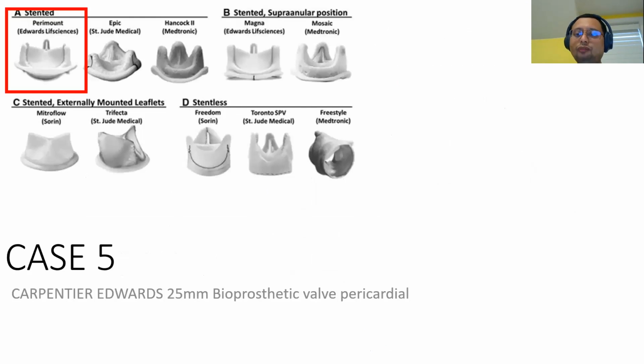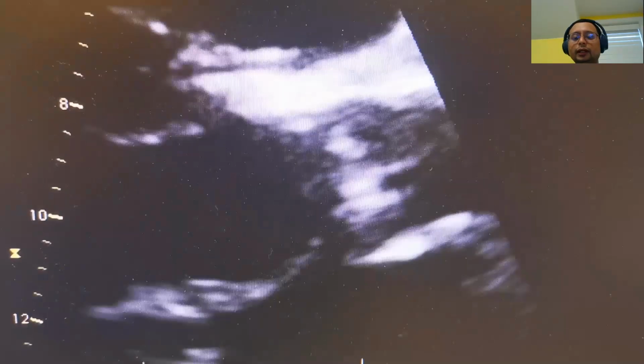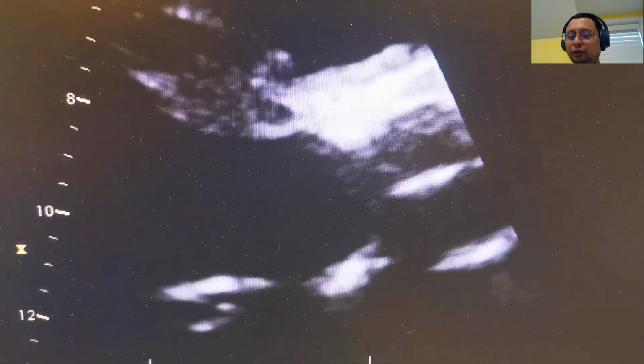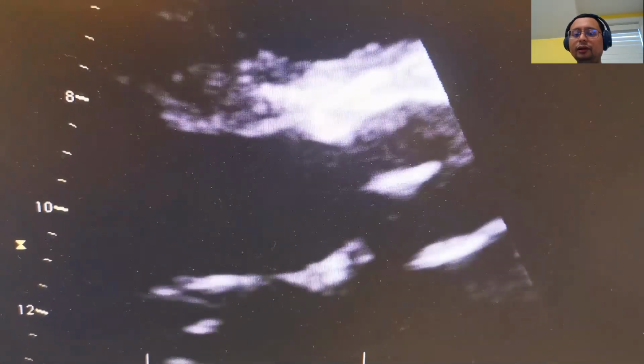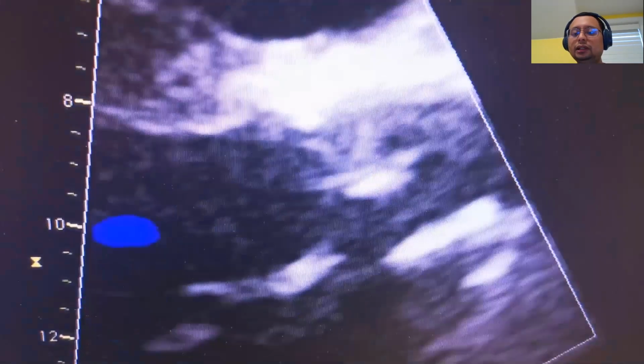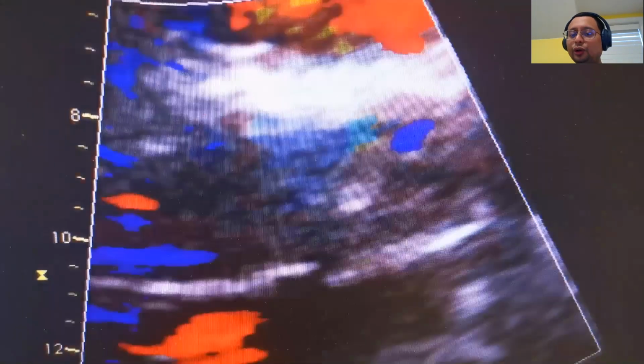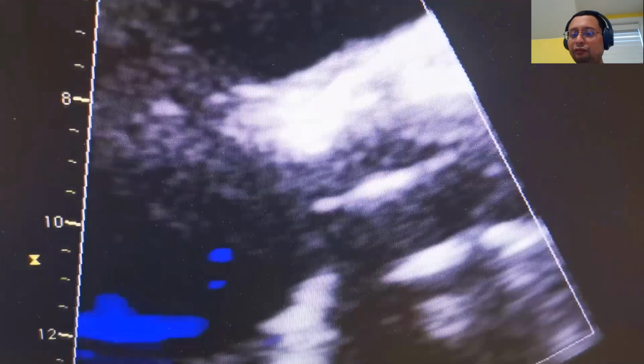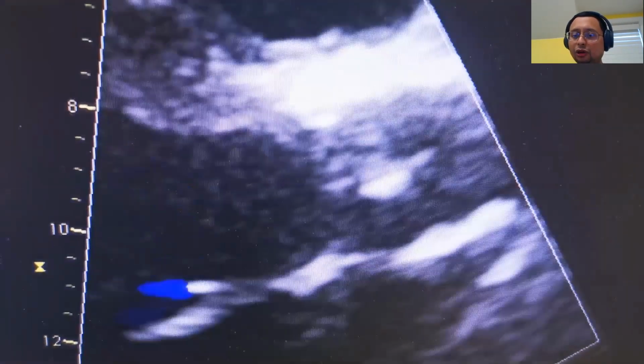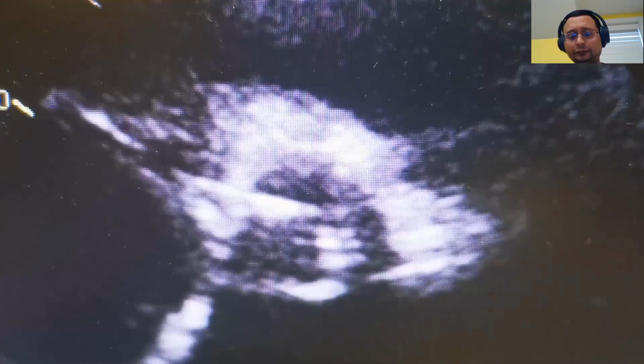What about this one, case 5? This is a Carpentier-Edwards, also a pericardial valve. This is a 25 millimeter. This is the parasternal long axis view of the aortic valve. This is a Doppler across the valve. There is no regurgitation, but we can see turbulent flow across the aortic valve. It can be normal, it can be abnormal.